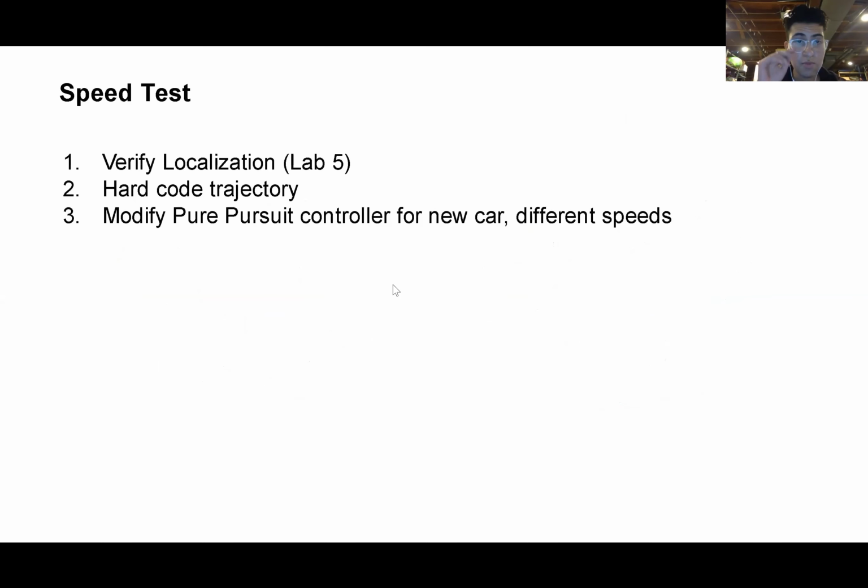For the first challenge, the speed test, there were roughly 3 steps. We verified the localization from Lab 5. Then we hard-coded a trajectory or path that the car would take. We had an overarching path that we needed to complete, but to maximize our speed according to the physics of the car and our controller, we hard-coded a trajectory rather than using a path planning algorithm like a PRM. Lastly, we modified our Pure Pursuit controller because this was a new car in a new simulation environment, and we were going at different speeds.